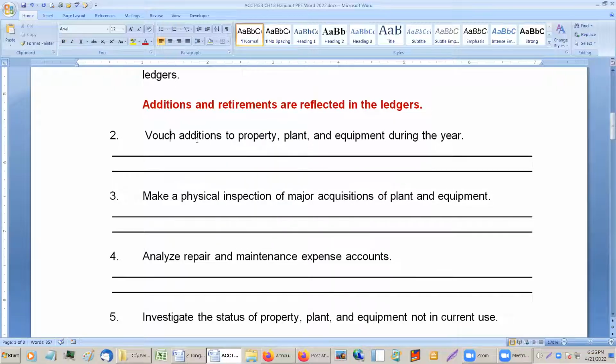Okay, about additions to property, plant, and equipment during the year. So additions, this is stuff that they've purchased. Now, additions are usually easier than retirements to do because additions have a whole bunch of paperwork. Usually, you order a machine, so there's a purchase order. There may be a work order to bring the thing in and get it operating. There are going to be shipping documents. There are going to be invoices. There's going to be a bunch of documents to vouch for any equipment that was brought in.